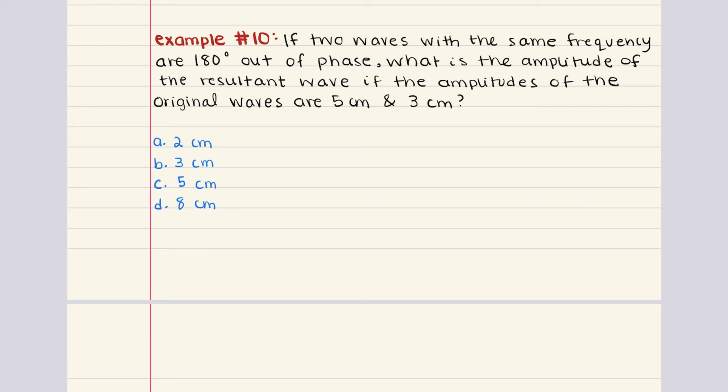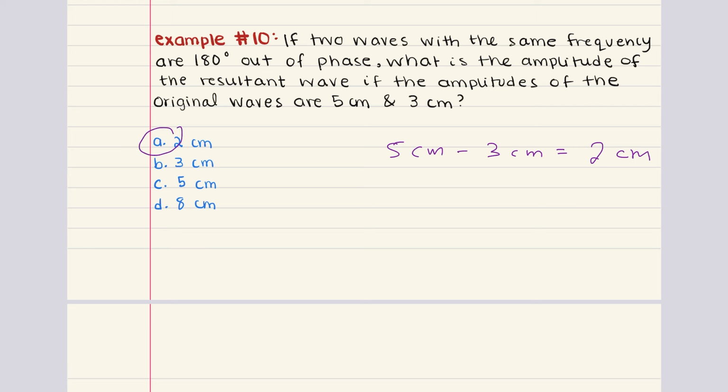In this problem, we're given two waves with amplitudes of 5 centimeters and 3 centimeters. Since they are 180 degrees out of phase, the amplitude of the resultant wave is found by subtracting the smaller amplitude from the larger amplitude. So it's going to be 5 centimeters minus 3 centimeters, which gives us 2 centimeters. The final answer here is going to be 2 centimeters, which is answer choice A.